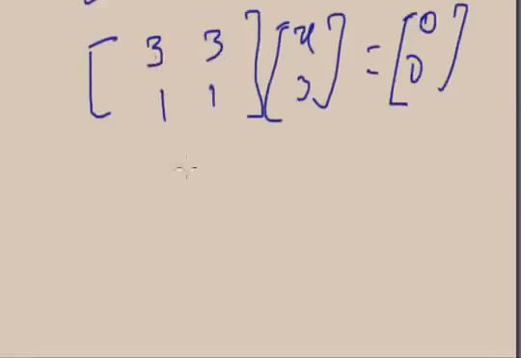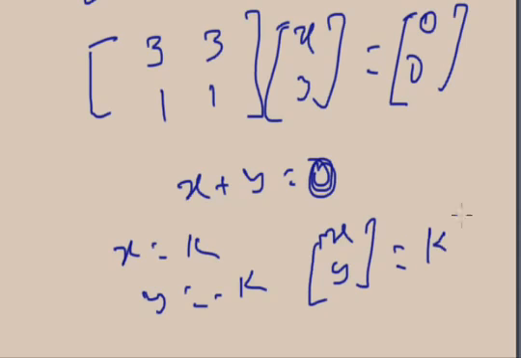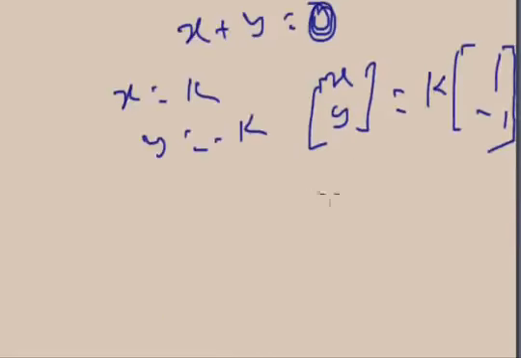This means 3x plus 3y is equal to 0. That means x plus y is equal to 0. The second equation, x plus y is equal to 0, is the same. So this is the equation. Suppose x is equal to k, y is equal to minus k. So (x, y) is equal to k into (1, minus 1).